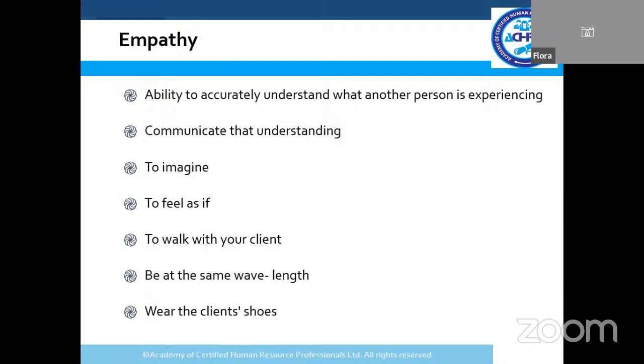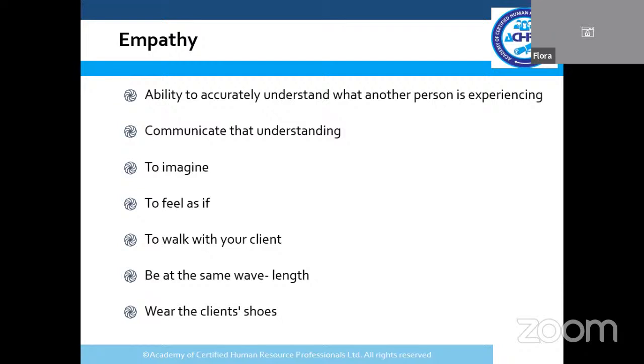But we say, try to feel as if you walk with your client, you be at the same wavelength. When I'm talking about it, you're walking with me, you're trying to imagine what I'm feeling and what I'm going through. You're trying to wear my shoe. If I'm wearing number 10 and you're wearing number 2, can you still wear that shoe and you walk with the client? Empathy, you feel as if you're the one in that situation, you feel with your client.